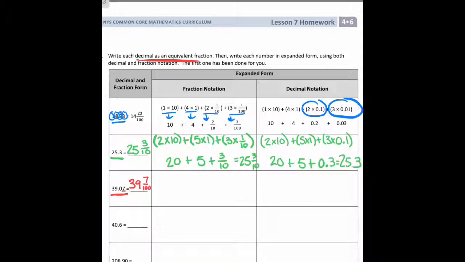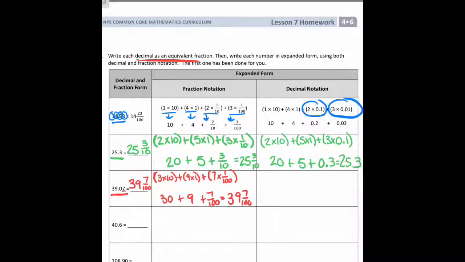In fraction notation, that would be 3 times 10 because there's a 3 in the tens place, plus 9 times 1 because there's a 9 in the ones place, and then plus 7 times 1/100th because it's a 7 in the hundredths place. So down below I'm going to write 30 plus 9 plus 7/100ths equals 39 and 7/100ths.